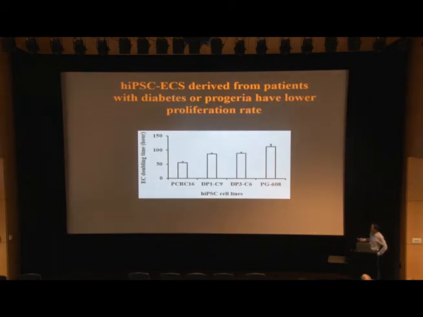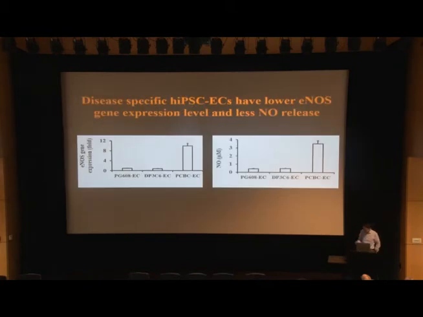We also performed some studies to determine whether the human patient-specific endothelial cells derived from iPS have some dysfunction or not. Basically, we found that the disease endothelial cells have almost double the population doubling time, as shown here, compared with normal iPS-derived endothelial cells. They have a lower eNOS expression level, as shown here by quantitative RT-PCR assay. Also, we determined the NO release. We found that both the PG and the diabetes cells released less NO compared with normal endothelial cells.